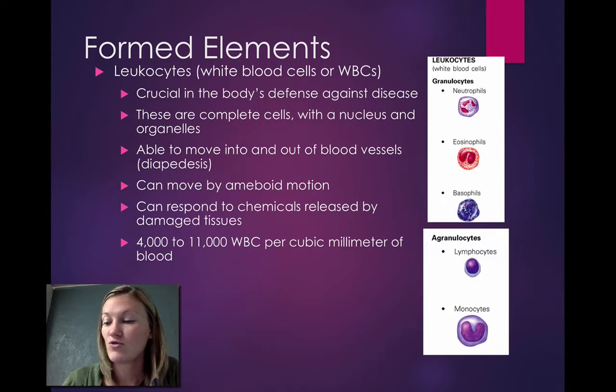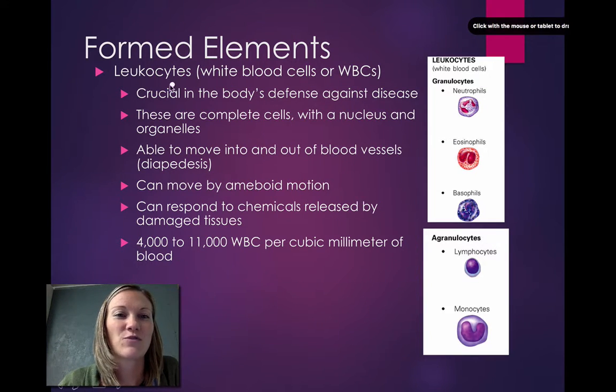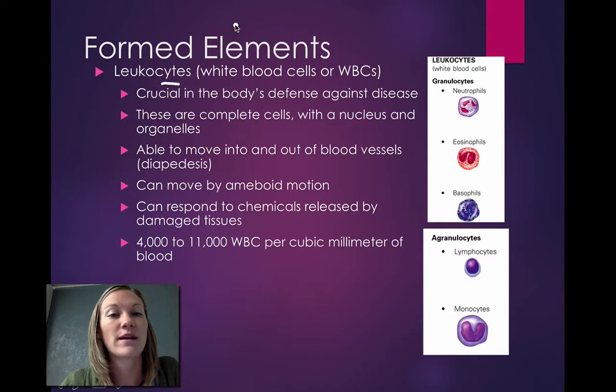So now we're getting to our white blood cells. So now we're into our leukocytes. So still talking about formed elements. There are 3 formed elements: you have red blood cells, white blood cells, and platelets. So this one goes through the leukocytes, or the white blood cells.